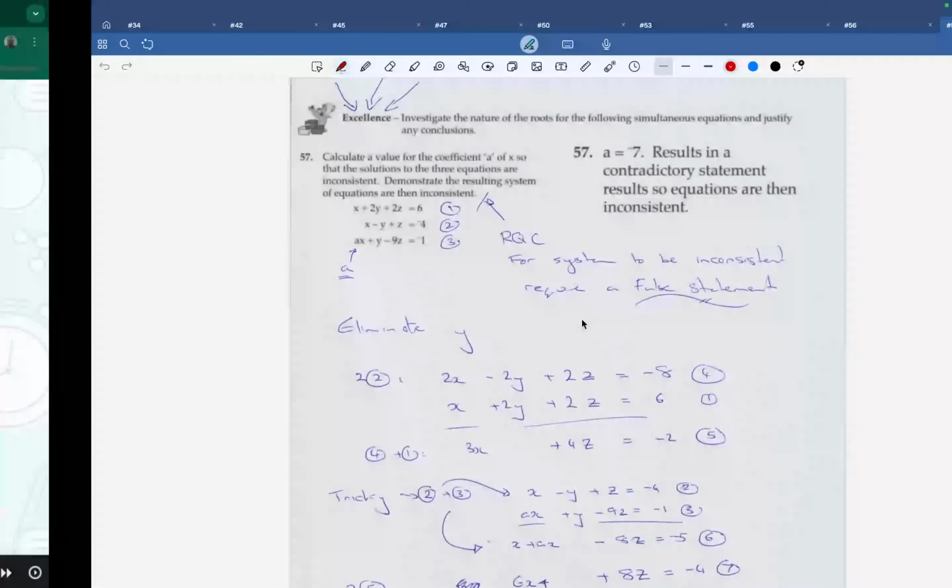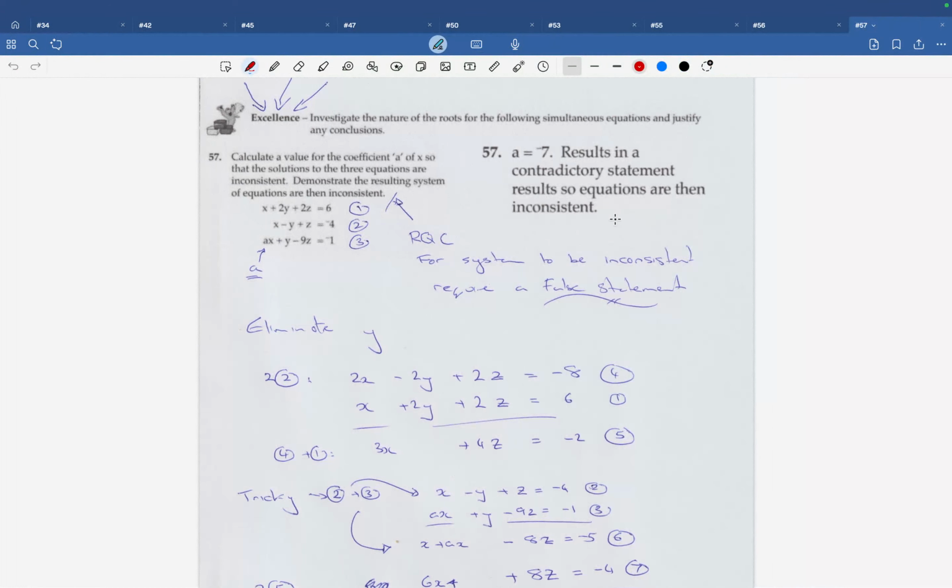Now, let's just flip the page here. So there's the answer, by the way. Okay. Definitely excellence this. And read the question carefully.